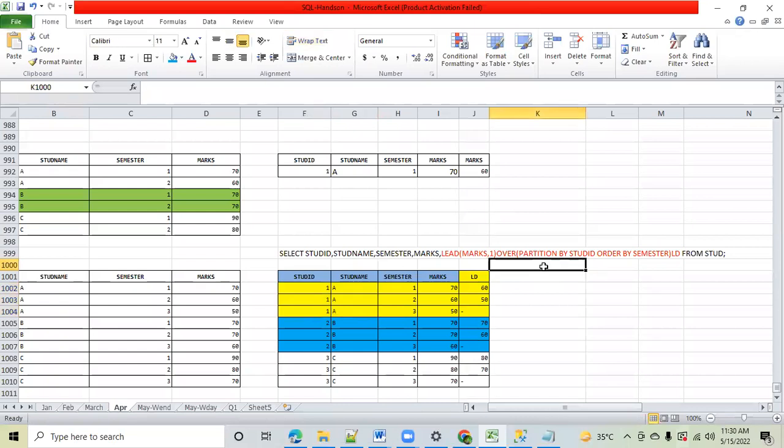So the first thing is partition by student ID. Partition by is nothing but like you are creating a boundary. You are telling the SQL engine to create a boundary, and this is like one playground. This is a separate playground. This is a third playground. This is the purpose of partition by.